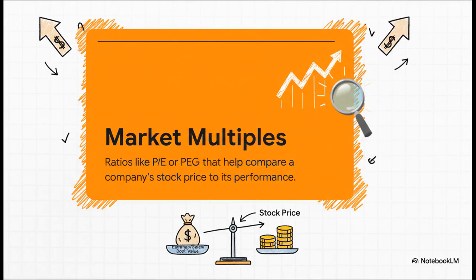You've definitely heard of the PE ratio, right? The stock price divided by its earnings. Well, these ratios are like powerful shortcuts. They tell you how much the market is willing to pay for $1 of a company's earnings. And it's a crucial reality check, because no matter how great your model is, you still have to know what people are actually paying for similar stuff today.